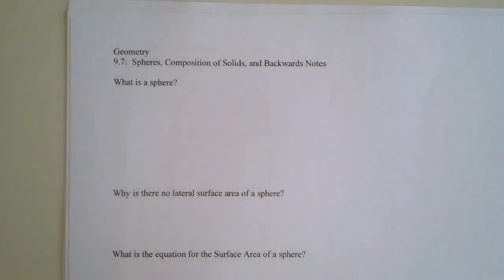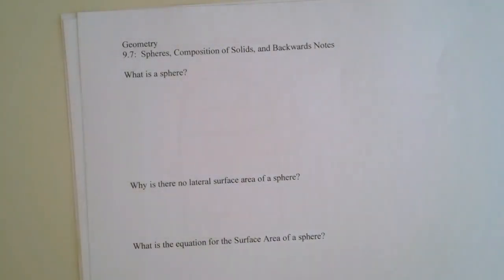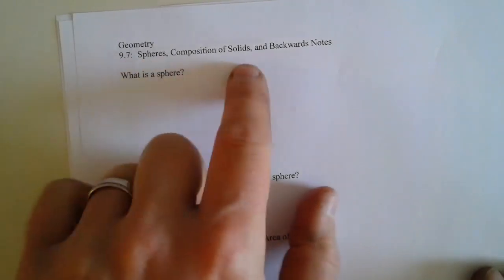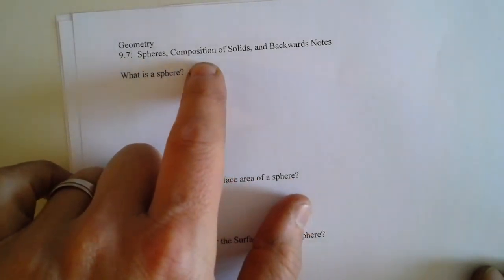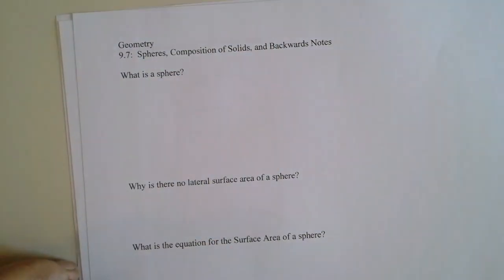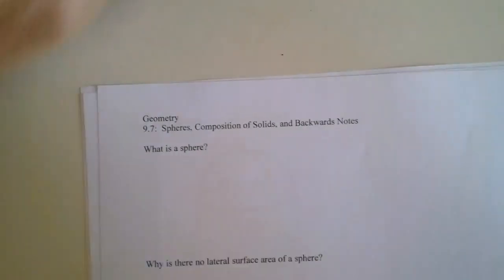So in these notes we're going to be looking at the last solid of the solids unit, and that's spheres, and then we're going to take some of the solids and put them together for compositions, otherwise also known as combinations of solids, and then we'll do a little bit more with working backwards. So let's start with what a sphere is.